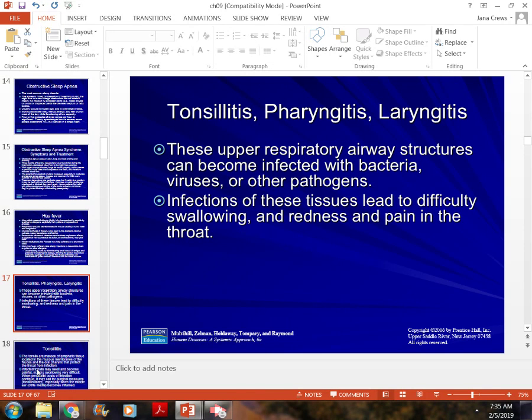Tonsillitis, pharyngitis, laryngitis, those are upper respiratory issues that have to deal with the throat. They can be bacterial or they can be virus related. With tonsillitis and pharyngitis, that's an inflammation or infection of the throat and the tonsils. We see those a whole lot in kids. They can be viral or bacteria related, either one.